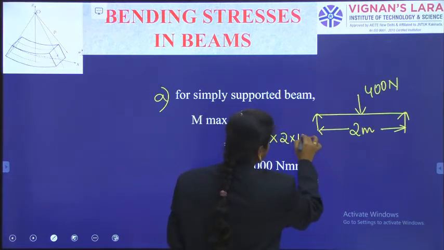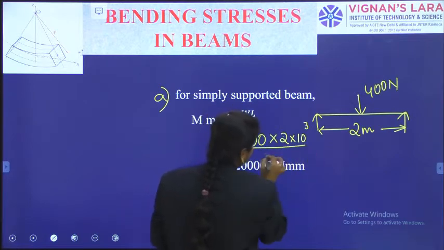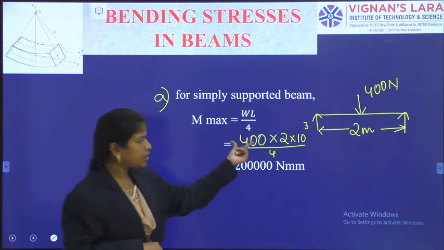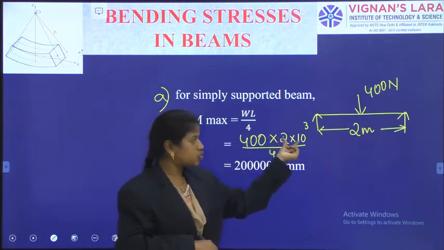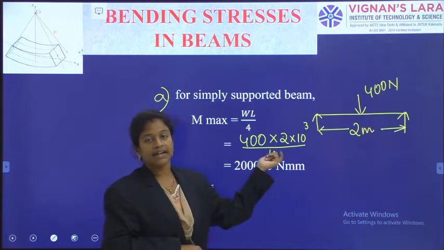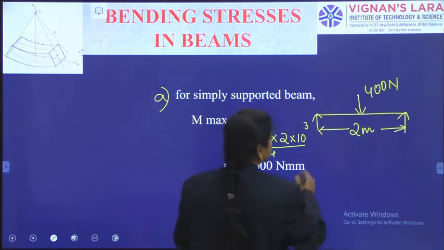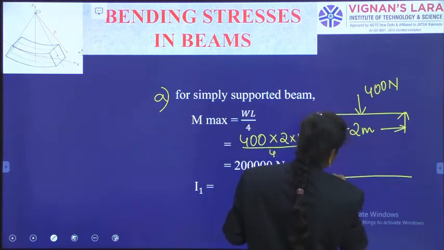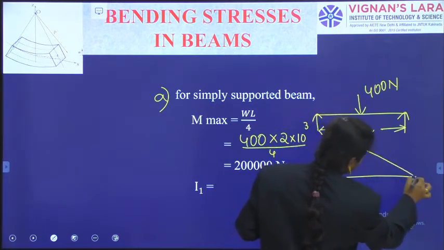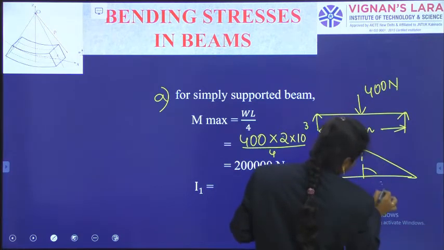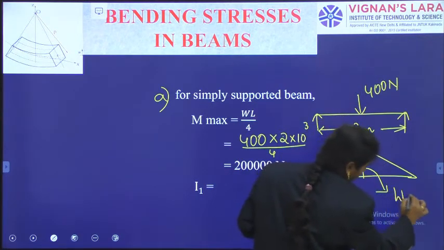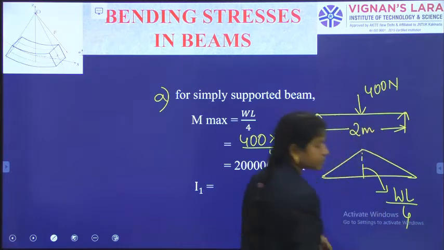So, into 10 power of 3 divided by 4. As W is in newtons, length should be in millimeters, and WL by 4 is the maximum bending moment for this type of simply supported beam with a point load at center. So, this maximum bending moment diagram's height is WL by 4.